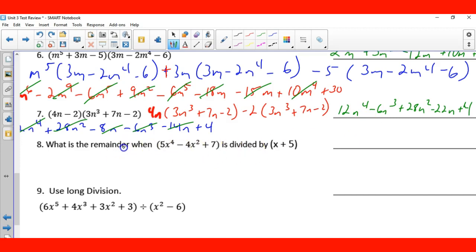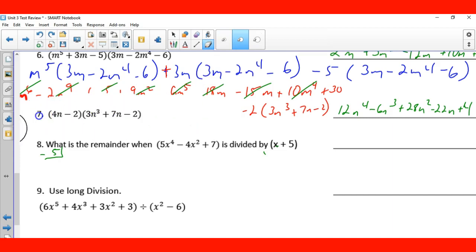Alright, cool. Now, what is the remainder when 5x to the 4th minus 4x squared plus 7 is divided by x plus 5? I will use synthetic division here since I'm just looking for a remainder. Alright, so remember, set this equal to 0 and solve it. You'll get -5. Now, I'll write out my coefficients.